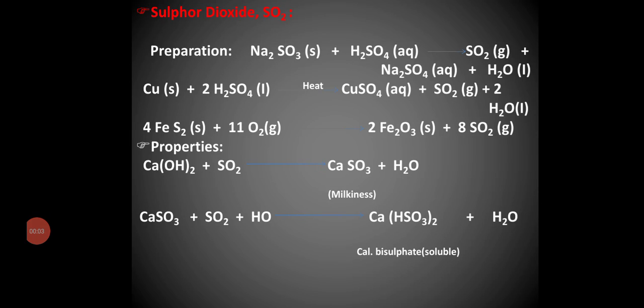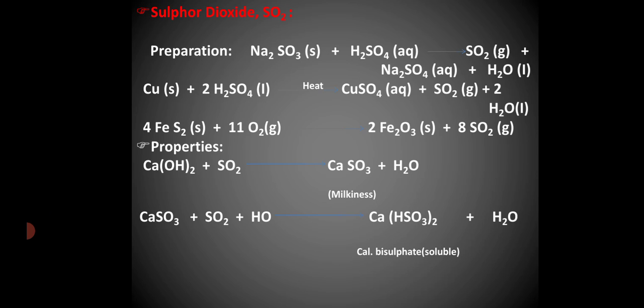Now coming to sulfur. Sulfur was known to the ancient Indians, Greeks, and Romans due to its frequent occurrence in the free state in nature. Its elementary nature was first established by Lavoisier.